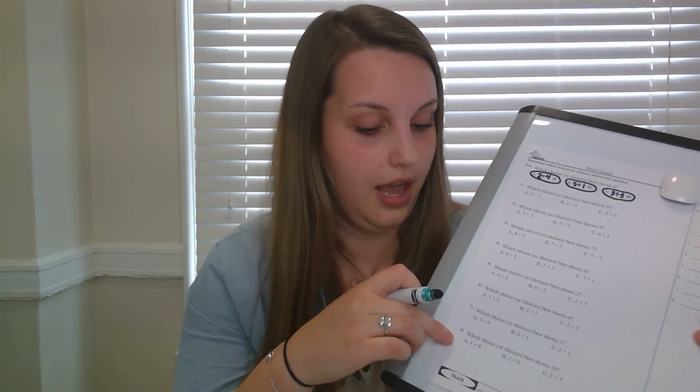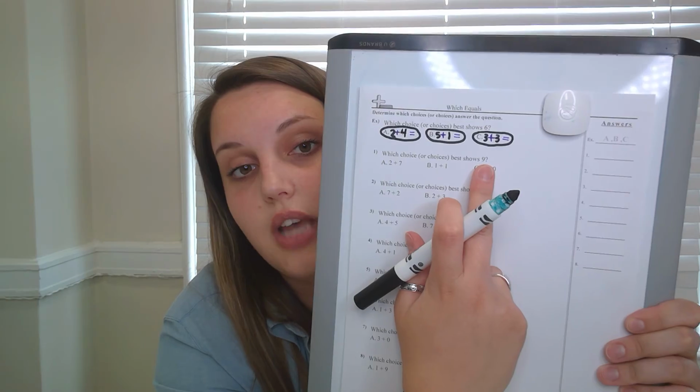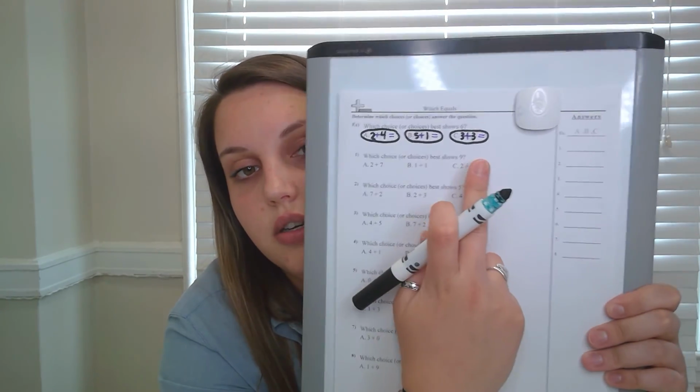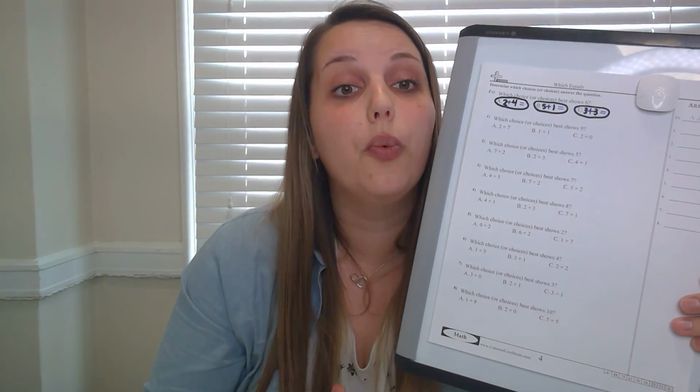I'm going to have you do the rest, 1 through 8, by yourself, remembering to look for the sum in the answer. See those numbers, the sum, and looking through all 3 number sentences and circling the ones that are the correct sum or that equal the sum that's provided in the question.